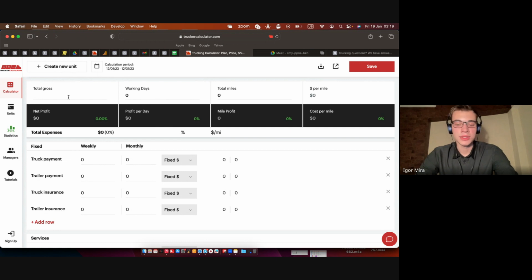I will put some numbers just for an example. Let's put 30,000 of total gross, 23 working days, and let's imagine 12,500 total miles. I have this result of 2.4 per mile. Let's smile and remember back times when it was true for the drive-ins, right?